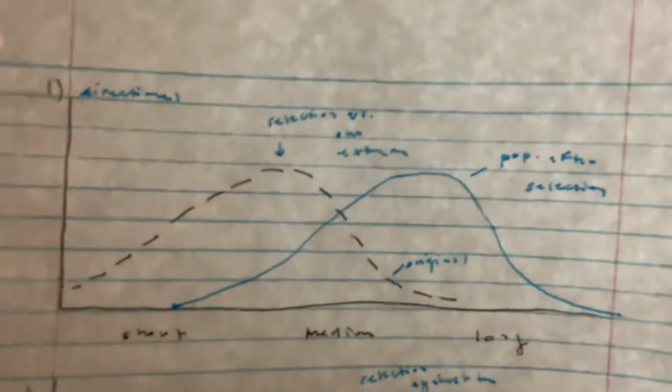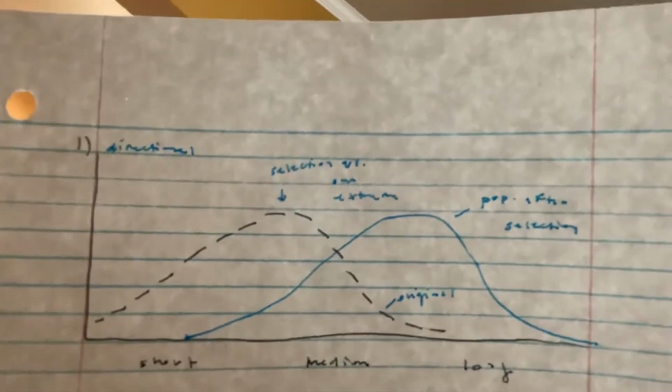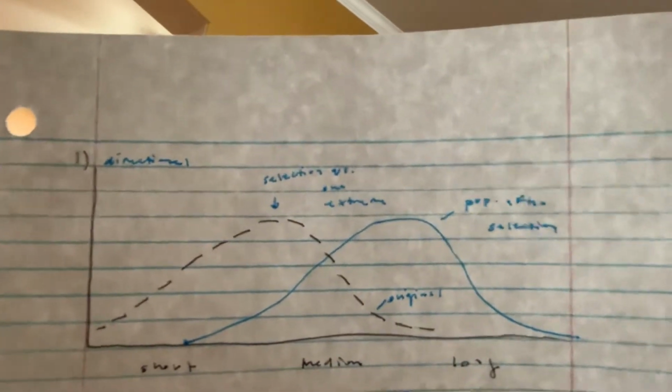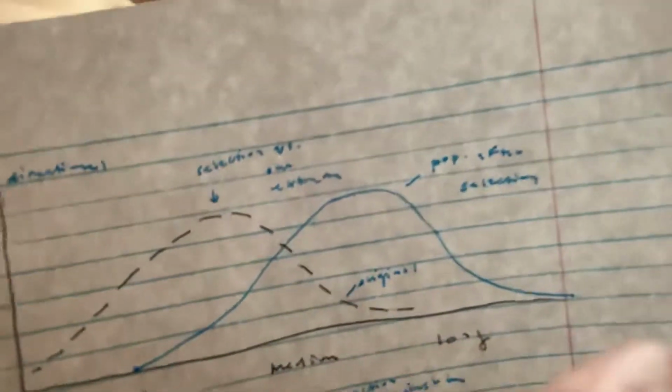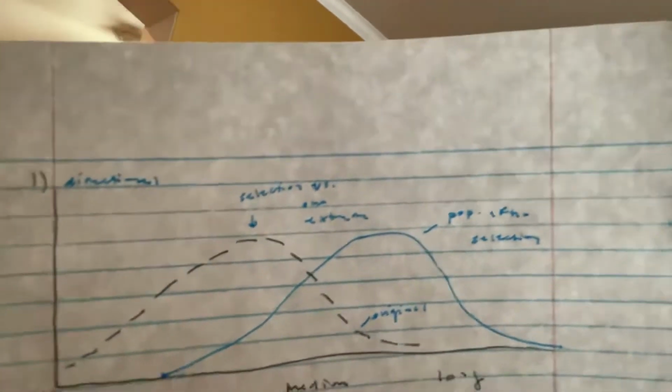As you can see in this diagram, the black one, the marks with the dashes, and the original mark is in the middle, as you can see right there, and it's selection against one extreme trait. And then you see the population after the selection at the very top.